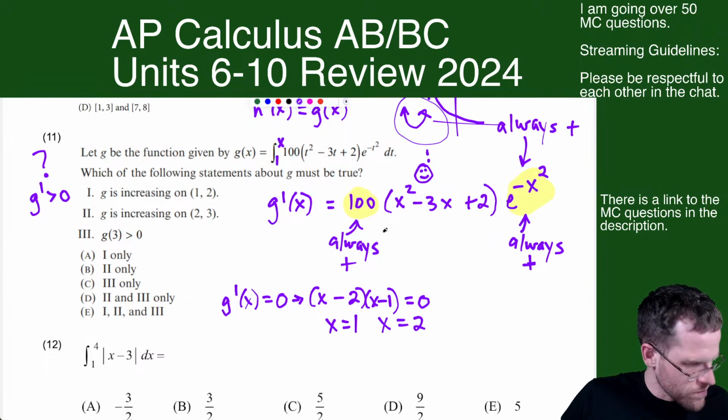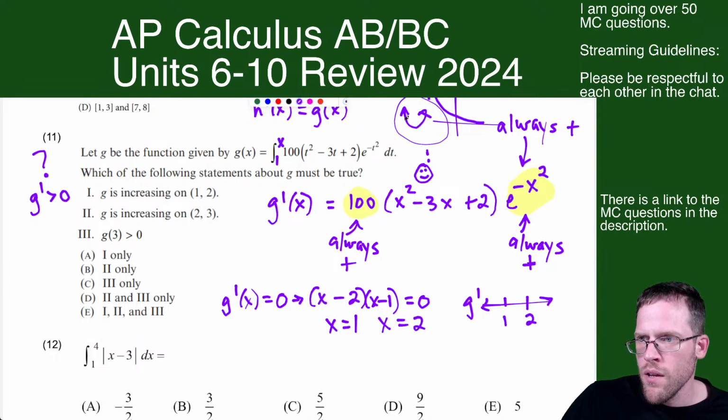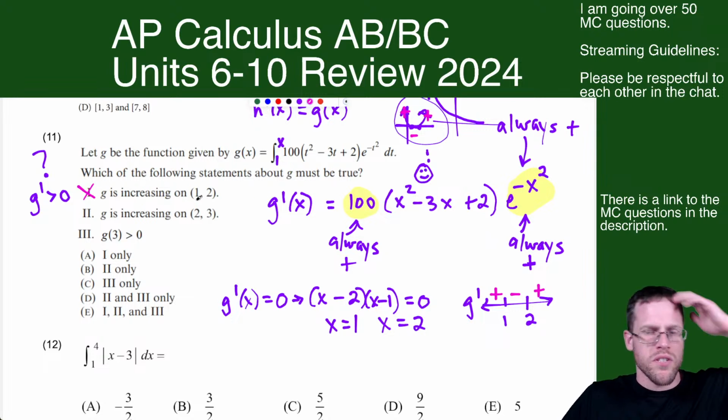So from here, what I do is I make my sign chart. So g prime, here's my sign chart, going from 1 to 2. But remember what I said before? G prime is going to look something like this. It has two roots at 1 and 2, but it goes plus, minus, plus. It's like over, under, over. So here's our sign chart. So from 1 to 2, g is decreasing because g prime is negative. So this one's out. Notice here, g prime is less than 0, so g is decreasing on this interval.